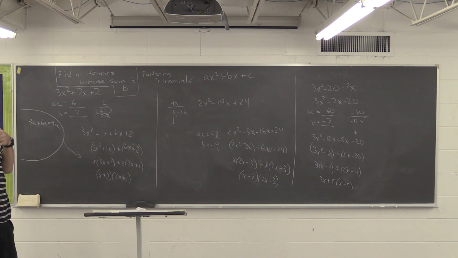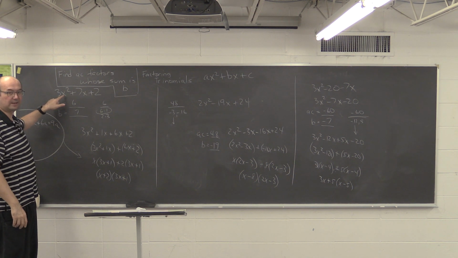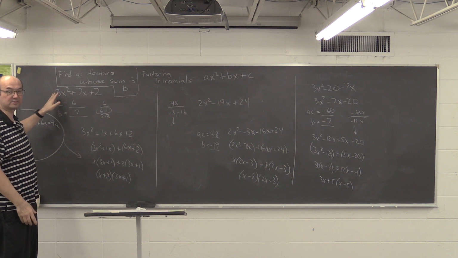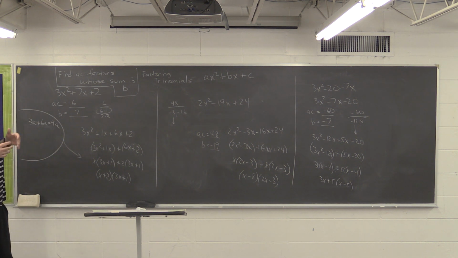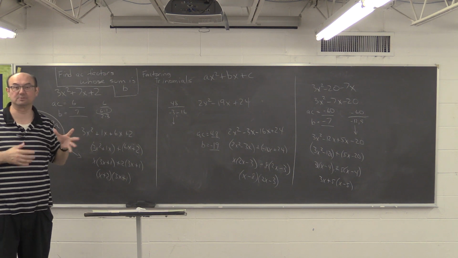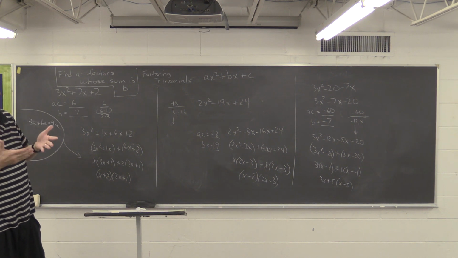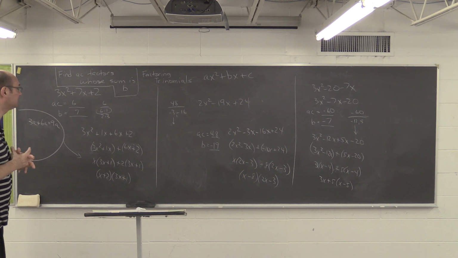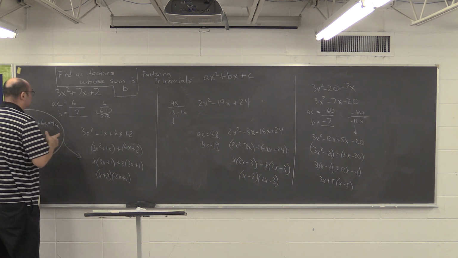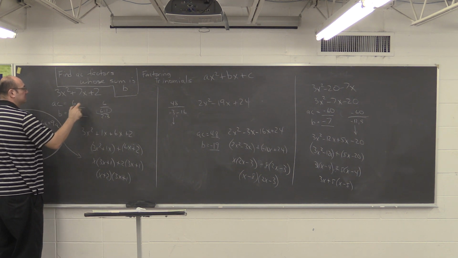The trinomials that we had done up until this point in the first term only had an x squared, and the coefficient was always a 1. These that we're doing will have some numbers in front, and that makes a difference. We've got to make sure we contend with that and realize what we're doing. So 3x² plus 7x plus 2.